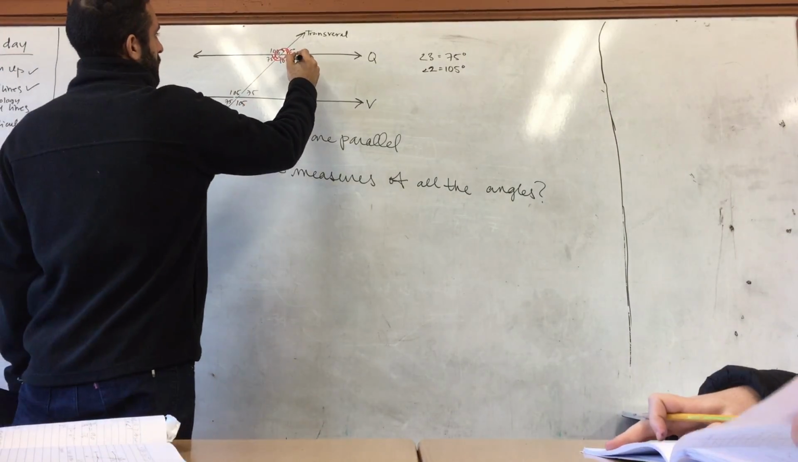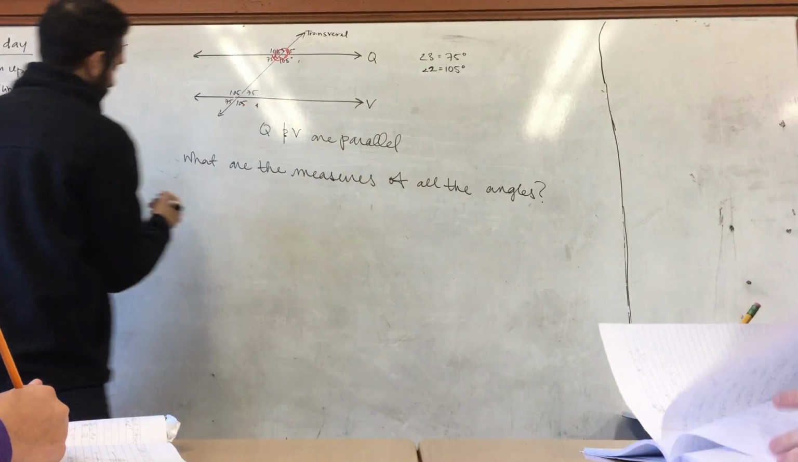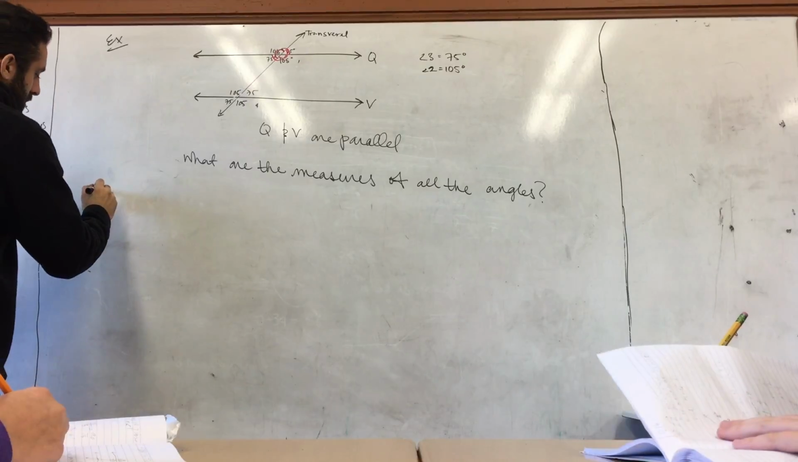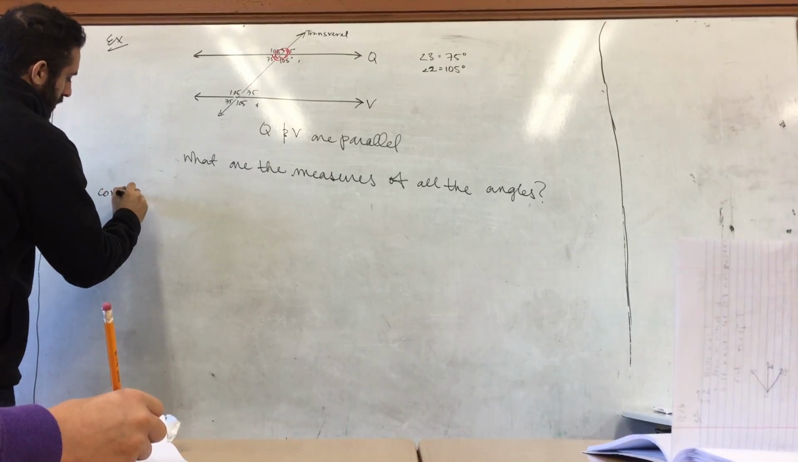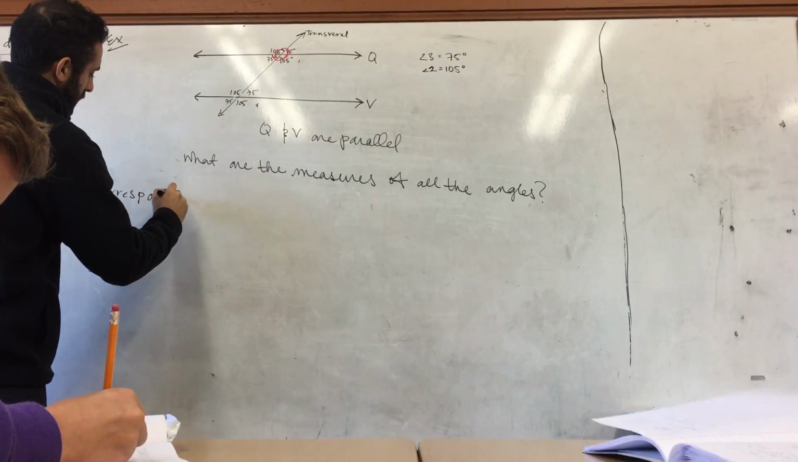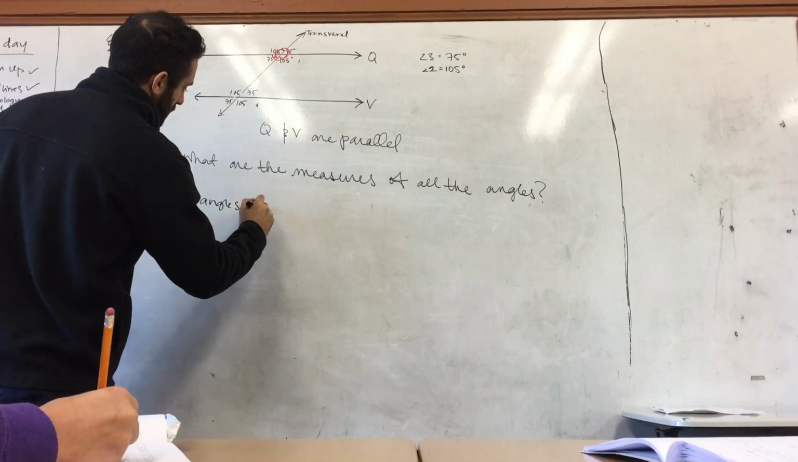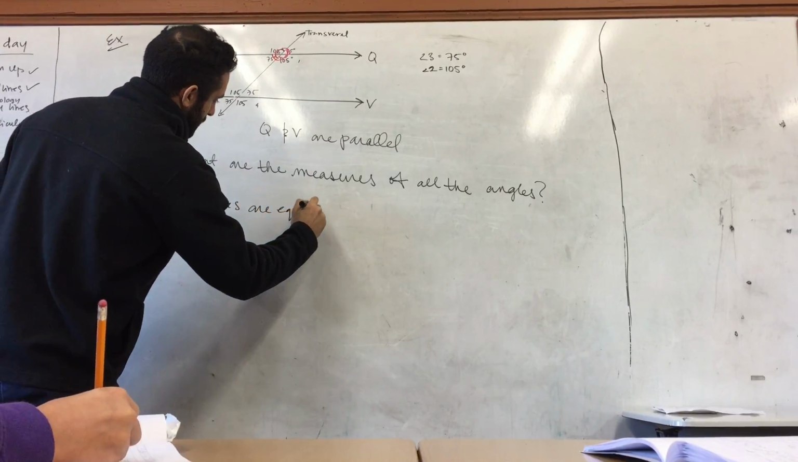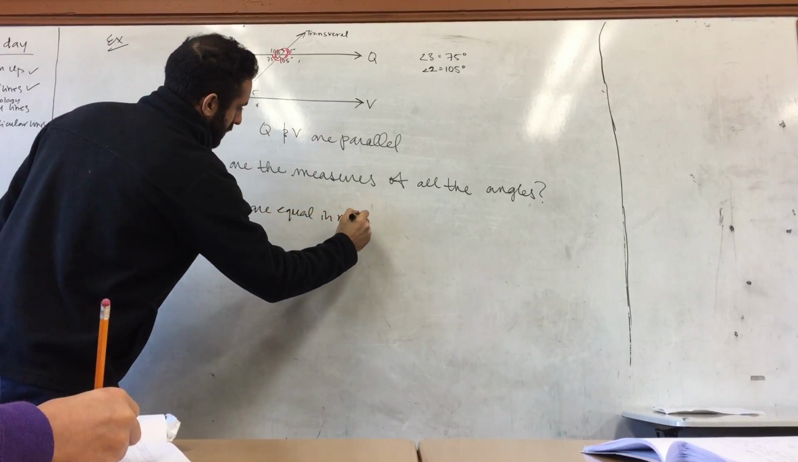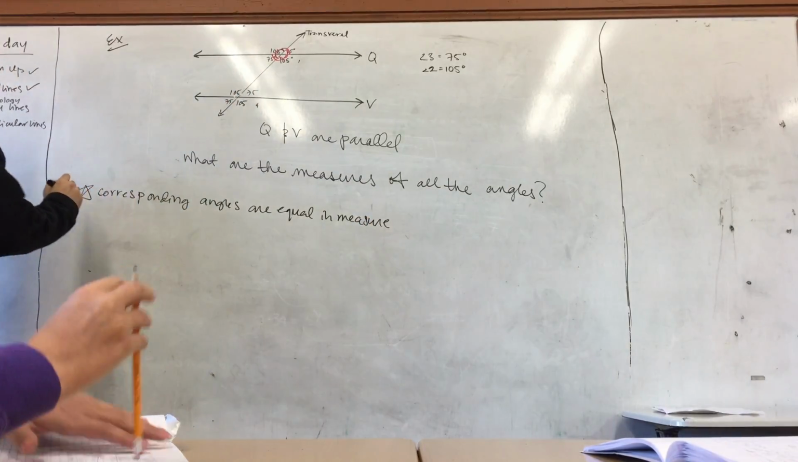These right here, angle 1 and angle, we'll call this 4, they're corresponding angles. So if I'm going to give you a rule, it's that corresponding angles are equal in measure. Corresponding angles are equal in measure. Okay? And put a star by that.